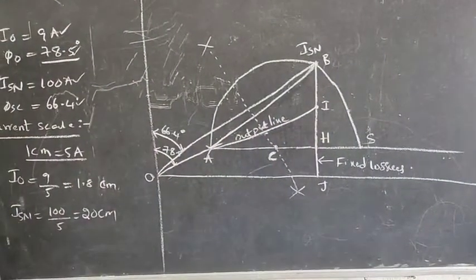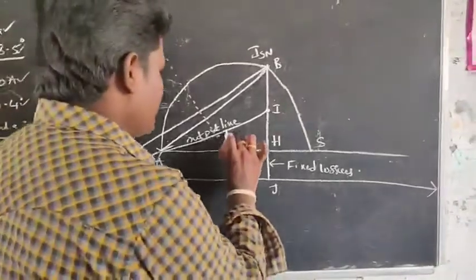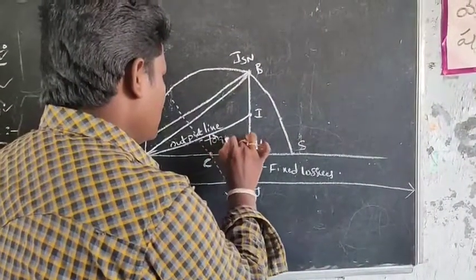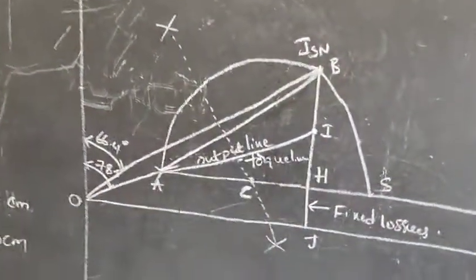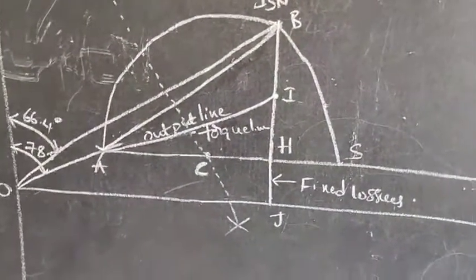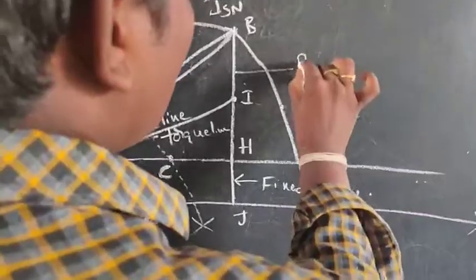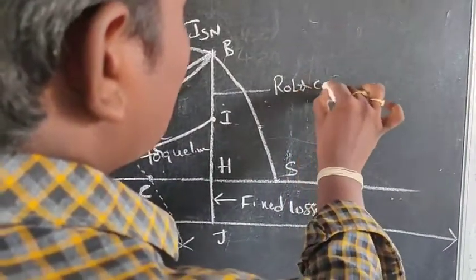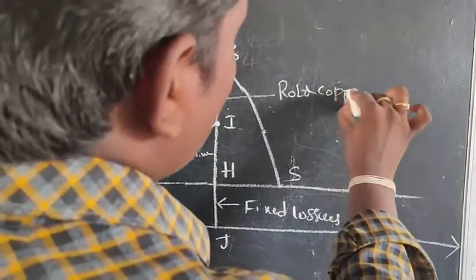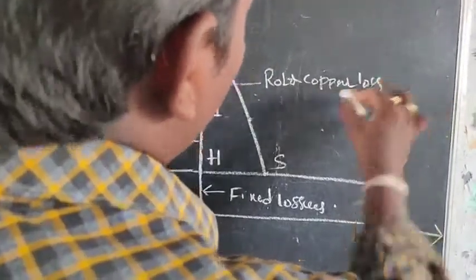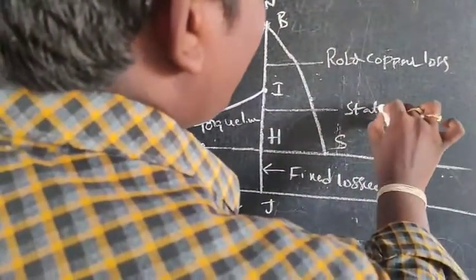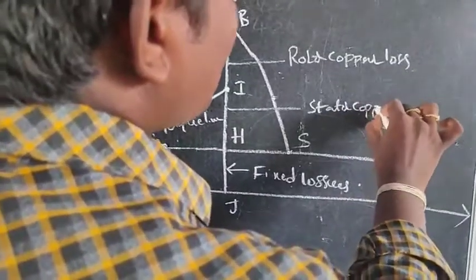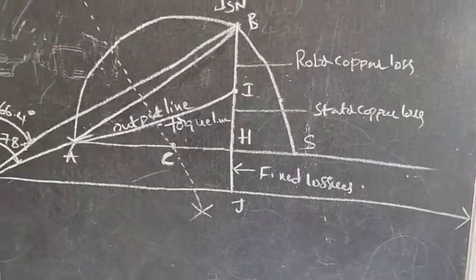So this one is torque line. So this indicates rotor copper loss. This point indicates stator copper loss.